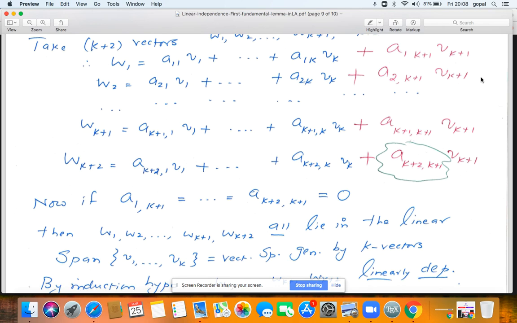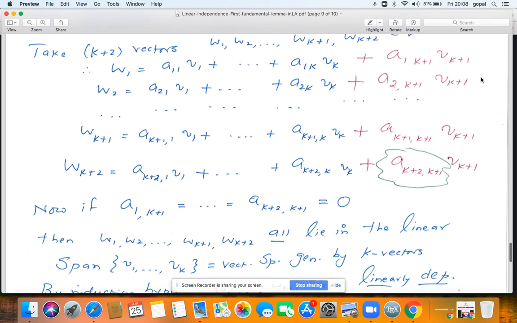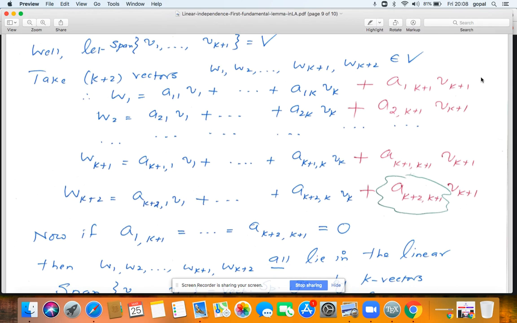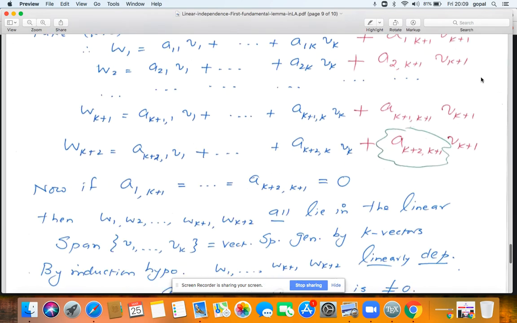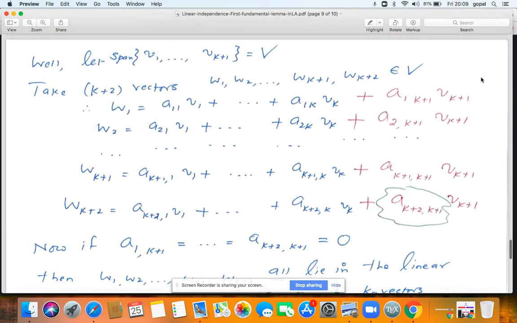So now we may assume that the red terms are not all 0. One of them at least is non-zero. And by renaming the vectors w1, w2, etc., I may as well assume that ak plus 2 k plus 1, the encircled one, is a non-zero scalar. So once that is a non-zero scalar, what I'm going to do is try to use this ak plus 2 k plus 1, and I'm going to kill these things.